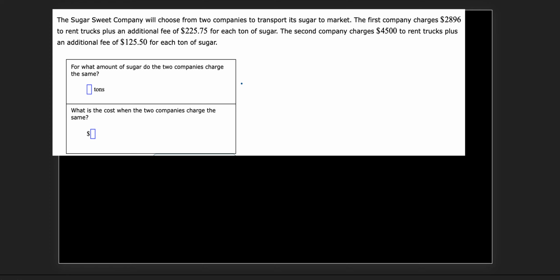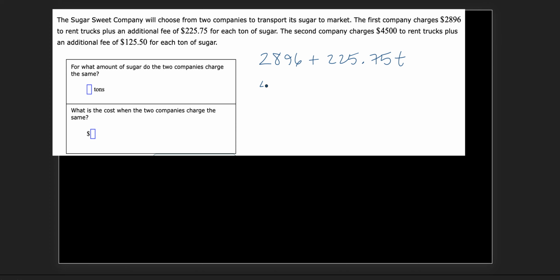So you got 2 companies. The first company charges $28.96 for trucks, plus an additional fee of $225.75 for each ton of sugar. So they both have 2 things to the charge. So the first company charges $28.96 for the trucks, plus $225.75 for each ton of sugar, so times T, because if it was 1 ton, this times 1. If it was 2 tons, 225 times 2 then. So that's why we use multiplication. And this is the 2 parts to that charge. That's all we know about that first company.